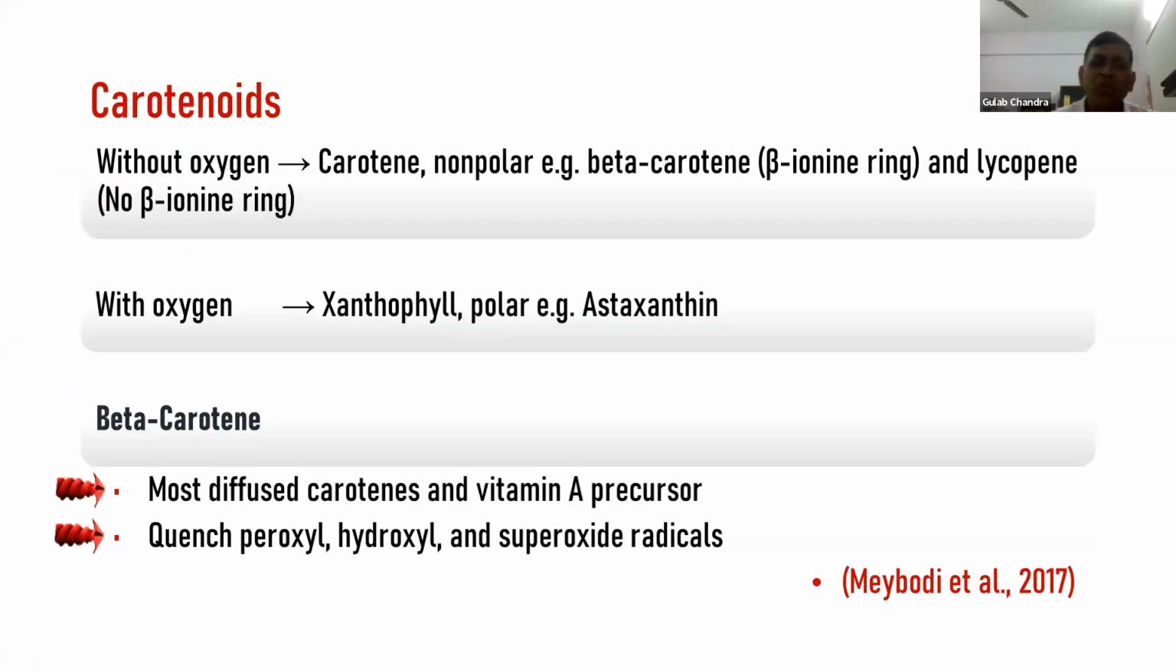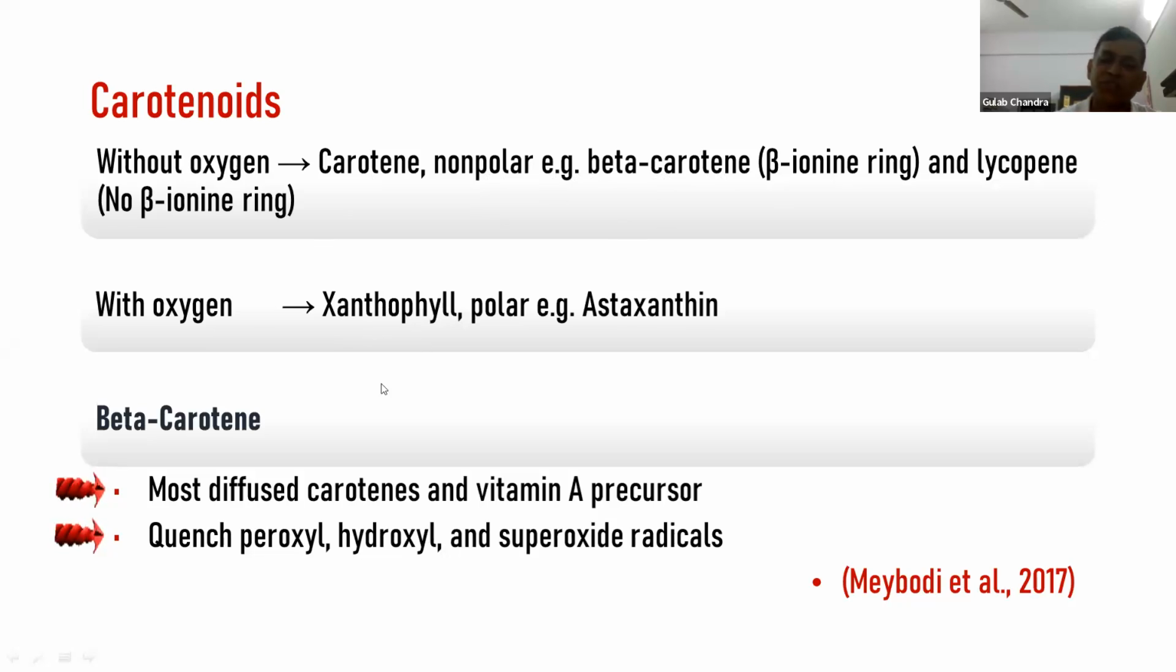Carotenoids are of two types: carotene or xanthophyll. If the carotenoid is without oxygen, it is called carotene. If it contains oxygen, it is called a xanthophyll. Examples of carotene are beta carotene and lycopene, and an example of xanthophyll is astaxanthin.